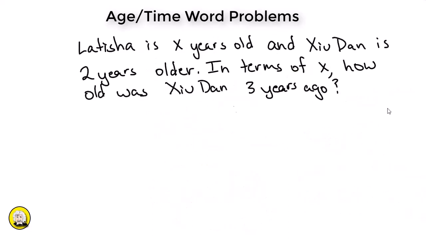Letitia is X years old and Judan is 2 years older. In terms of X, how old was Judan 3 years ago? Well, Letitia's age, L, we'll represent as X. Letitia equals X years old. And Judan, we'll call that J, is 2 years older than Letitia, L plus 2, which by substitution is X plus 2 years old.